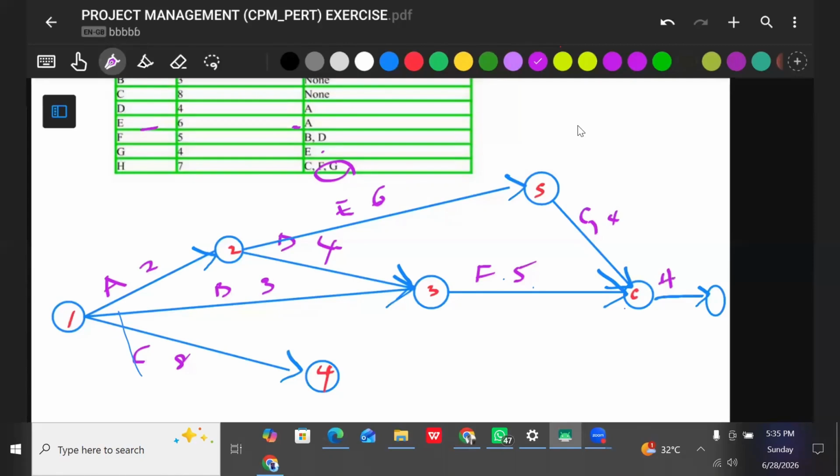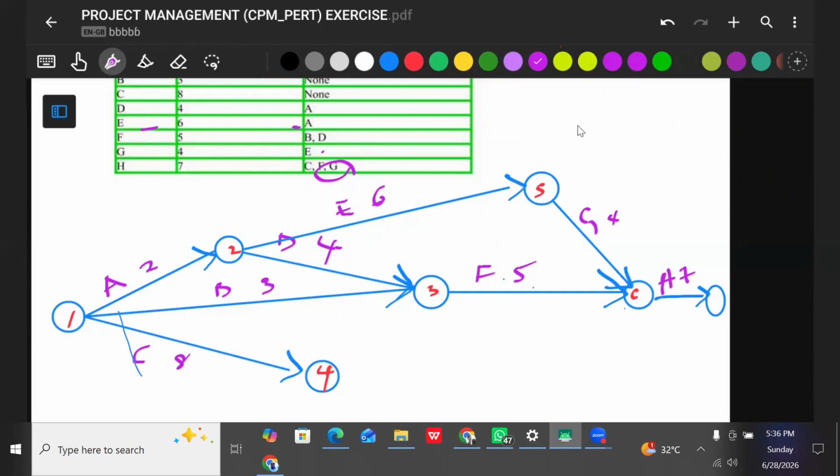Hello, sir. Yes, please. But when you wanted to draw this activity F, you said the predecessor is B and D. Yes. So you started from B and D, the point where B and D met. Yes. But this H now started from C, F, and G. Yes. C, F, G. And C is down here. That's node 4.